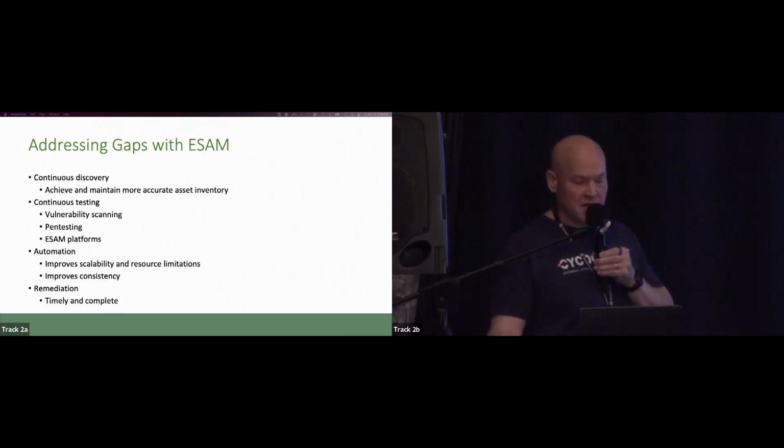And so continuous testing along with your vulnerability scanning and your pen testing, using external attack surface management platforms and building in some automation, because that's one of the things bug bounty hunters do, they're really good with the automation piece, so they're constantly finding things. When they start a new bug bounty, they'll put the new domains and subdomains in there, let that scan, and then go back and do further testing. So adding in some automation helps with that. It improves scalability and resource limitations, and improves consistency.